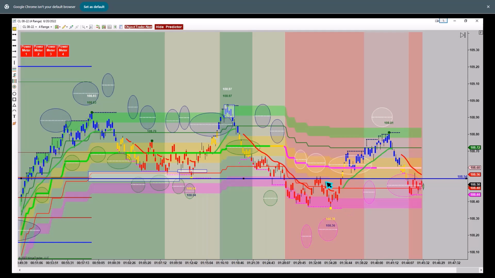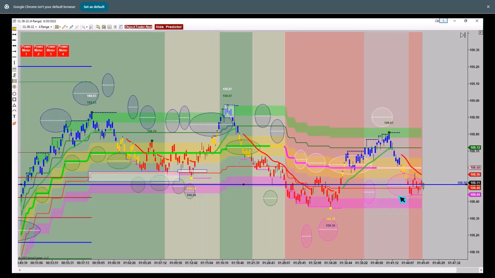Could you have gotten 10 ticks on that trade? Well, you would have probably been filled right there at 50 and you went down to 36. You might have gotten 10 ticks. Depends on how fast it was. Okay.